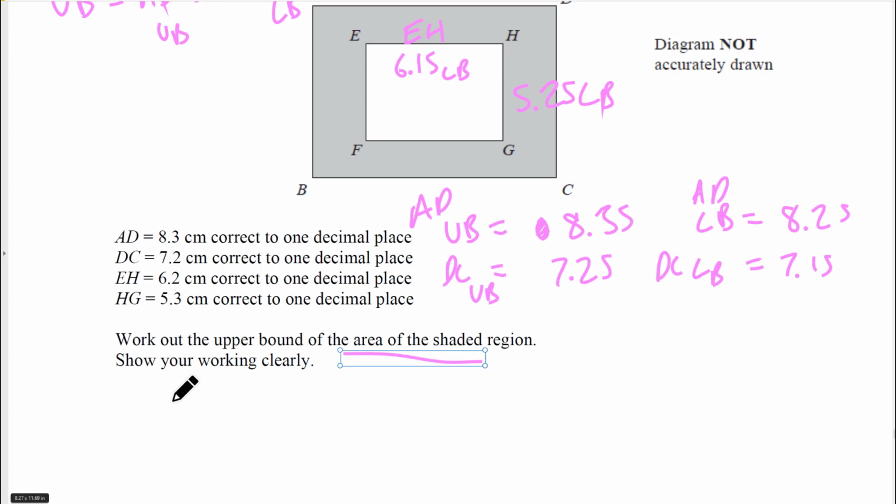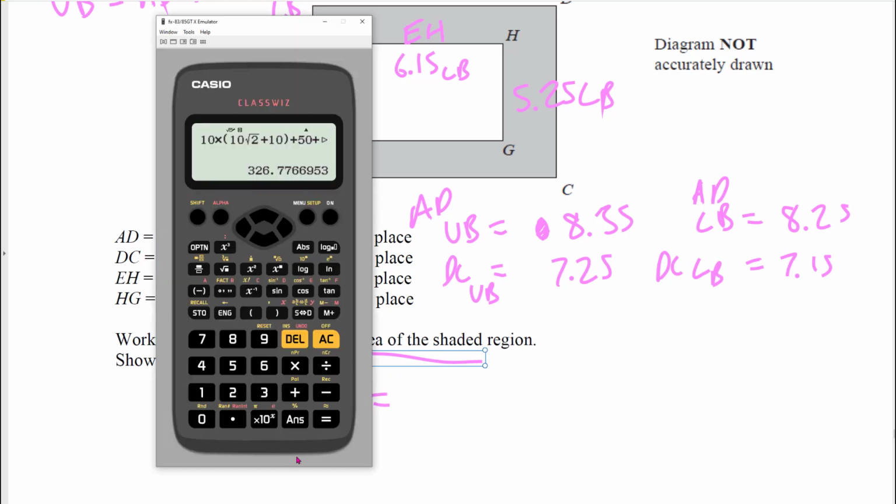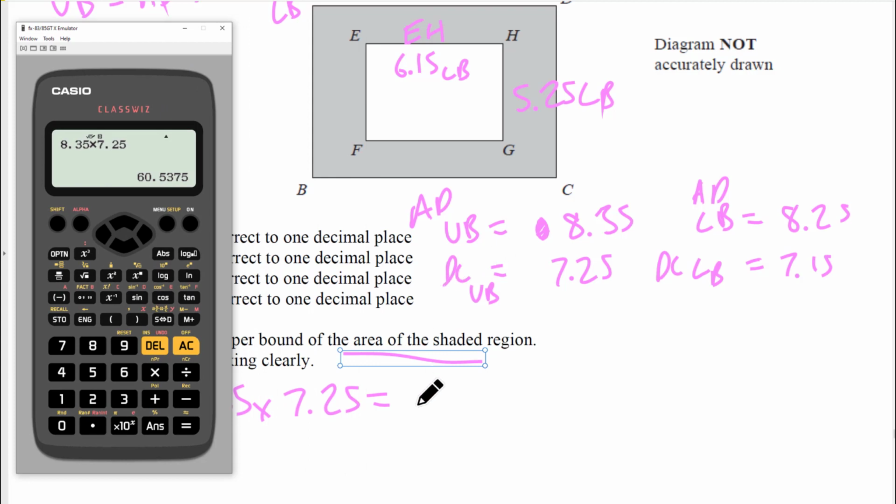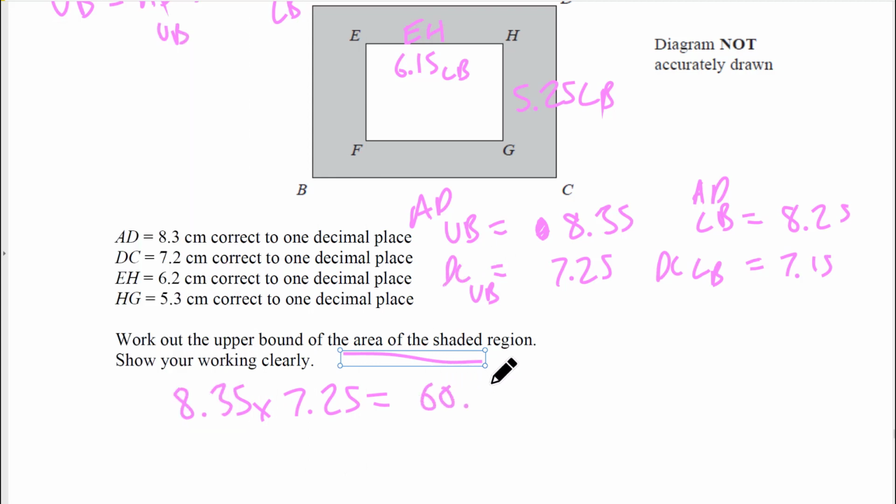So we're going to do 8.35 times 7.25 equals 60.5375. That's upper bound of area ABCD.